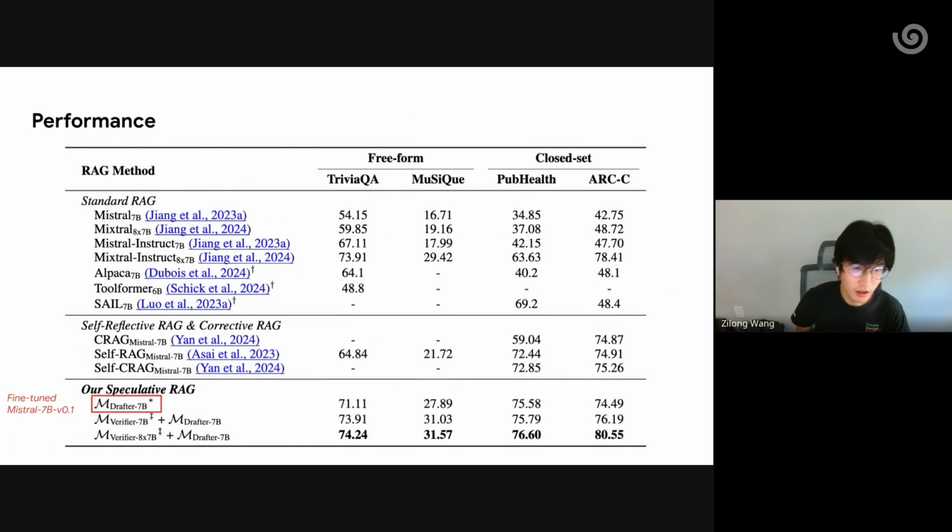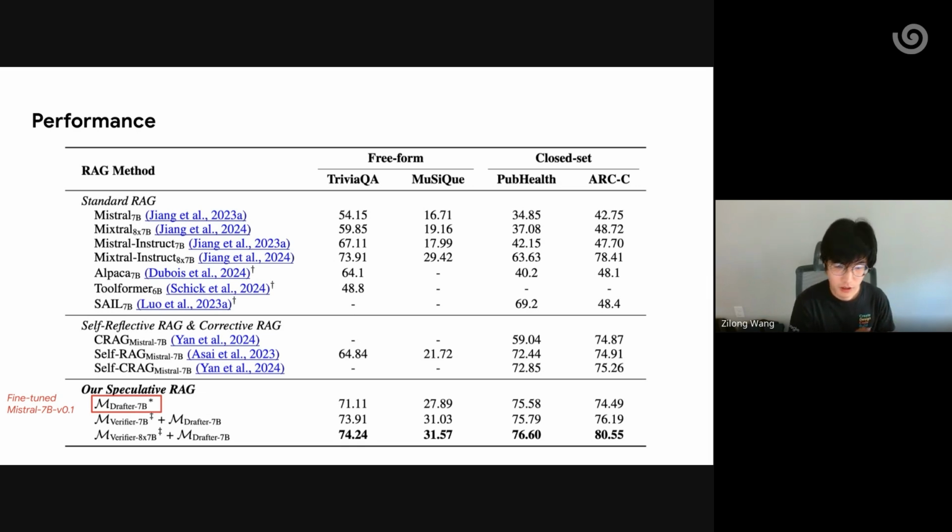Okay, let's dive into the final result. This is our big table in the paper. We compare with these baselines on these 4 benchmarks: Trivia QA, Music, Pop Health, and Art Challenge. Trivia QA and Music are 2 free-form generation question answering datasets. The answer could be a short phrase or a short sentence, but the answer is in a short form, with just one unique answer inside of it.